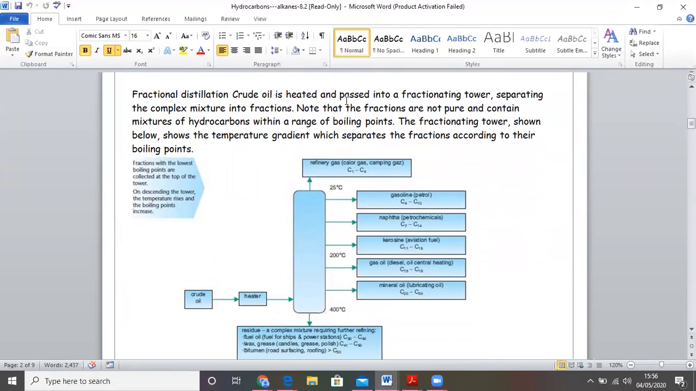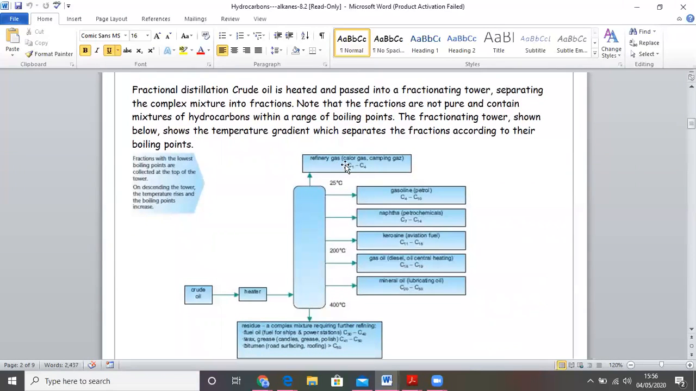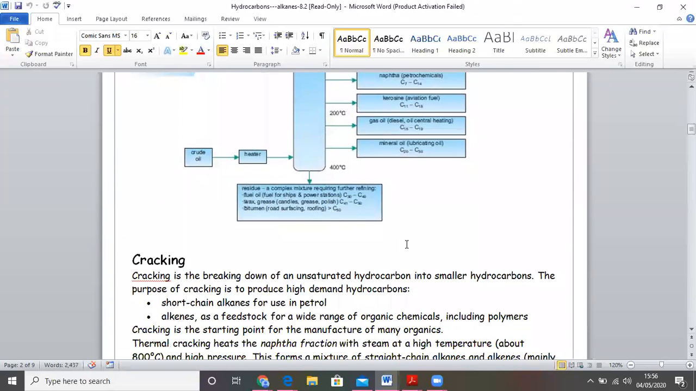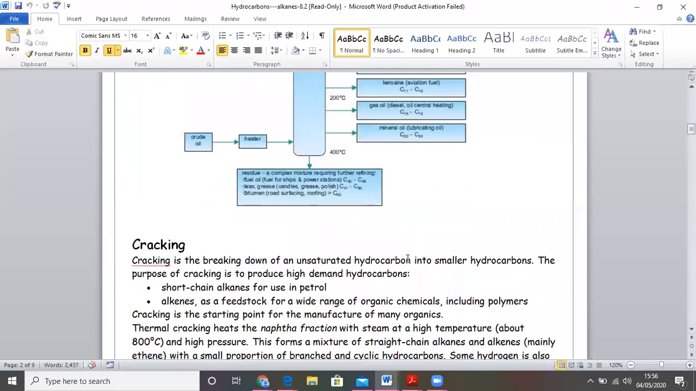In fractional distillation, crude oil is heated and passed into a fractionating tower, separating it into fractions. They're not pure, so there's C1 to C4, C4 to C10, etc. They get separated based on their boiling points, and things with more carbons have higher boiling points.